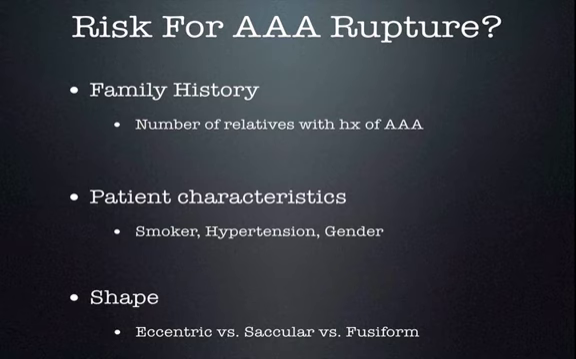And then, of course, there's the shape. The eccentric has kind of a serpiginous type appearance to it, which we're really not talking about, the eccentric AAA today. But just understand that that type of AAA is more likely to rupture than the more classic common type, the fusiform. And you believe also that the saccular aneurysm is more likely to rupture than the fusiform.